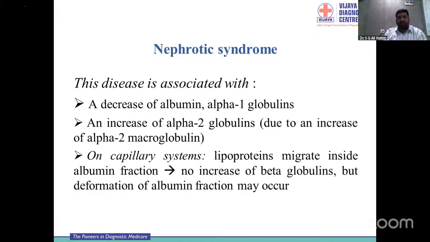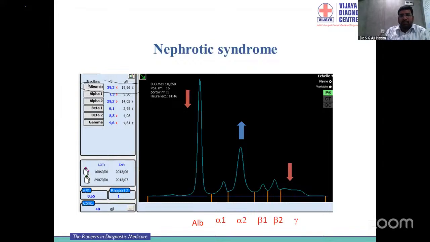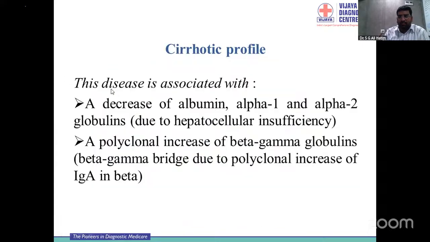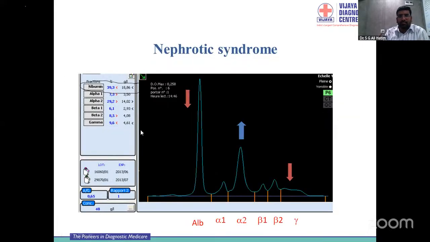Coming to nephrotic syndrome, the disease has significant proteinuria, so definitely there is loss of protein. There is decrease in albumin and alpha-1 globulin, and increase in alpha-2 globulins. This is the pattern you can see. Clearly there is an increase in the peak of alpha-2 in nephrotic syndrome, and in this beta gamma region, definitely there is some decrease. Concentration-wise also, albumin is significantly decreased because of loss of protein, alpha 2 is increased here, and gamma will be decreased. So this is nephrotic syndrome.